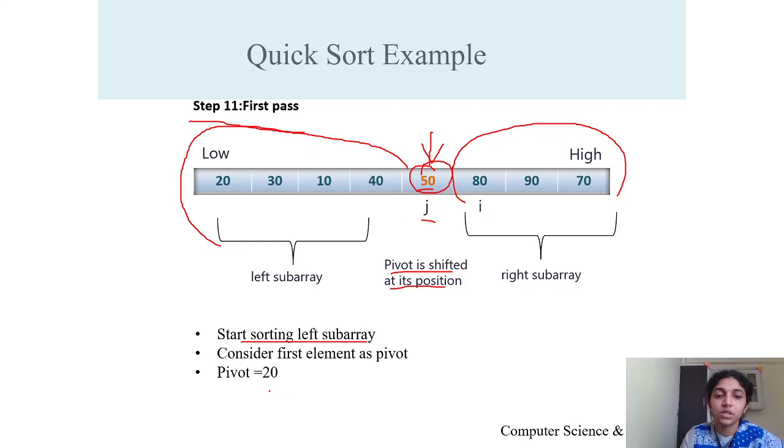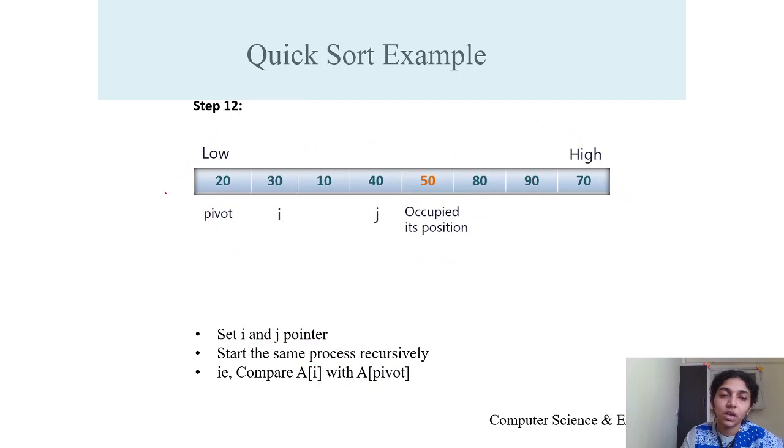Right, so now start sorting the left subarray. Once you complete sorting the left subarray, start with the right subarray. Don't touch the pivot. So here consider the first element as the pivot element. Here we have to consider 20 as the pivot element. Right, okay, now 20 is the pivot element. We can see here, set the i and j pointers. So i is set here and j is set here.